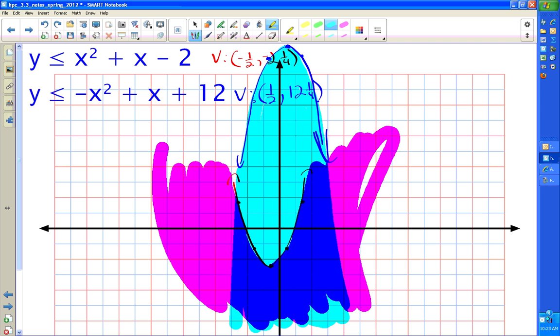So you're trying to find out where the overlap is. The overlap's going to be in this dark blue area, and that's where your solution is going to be. Any questions on this?